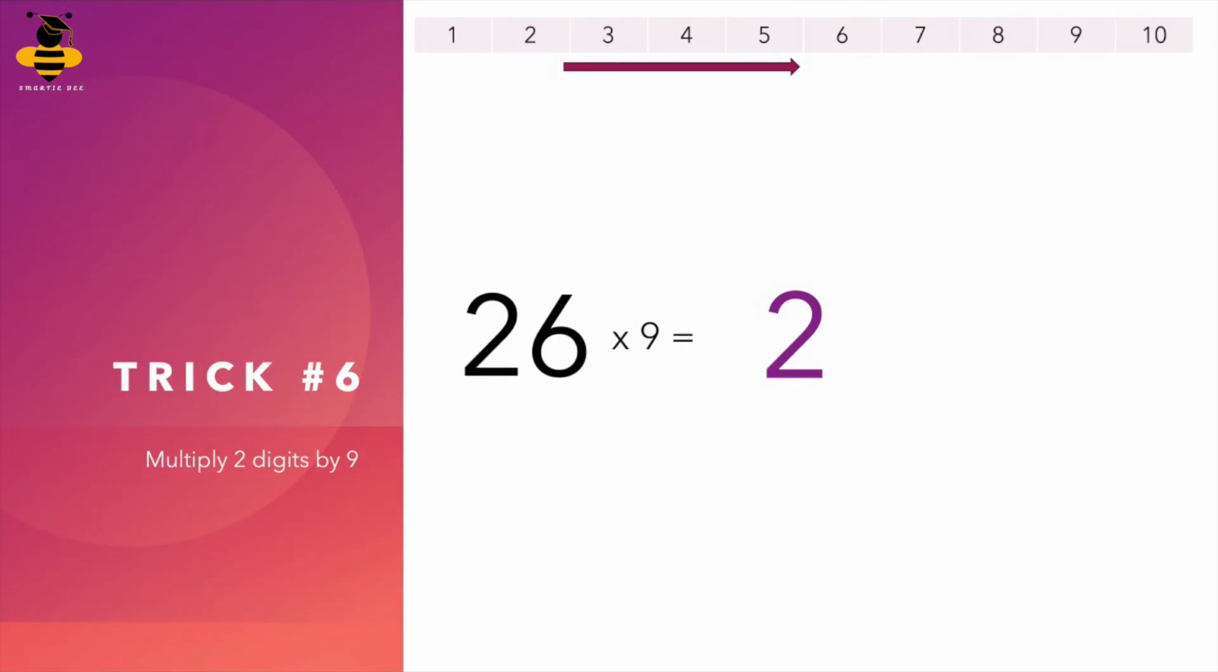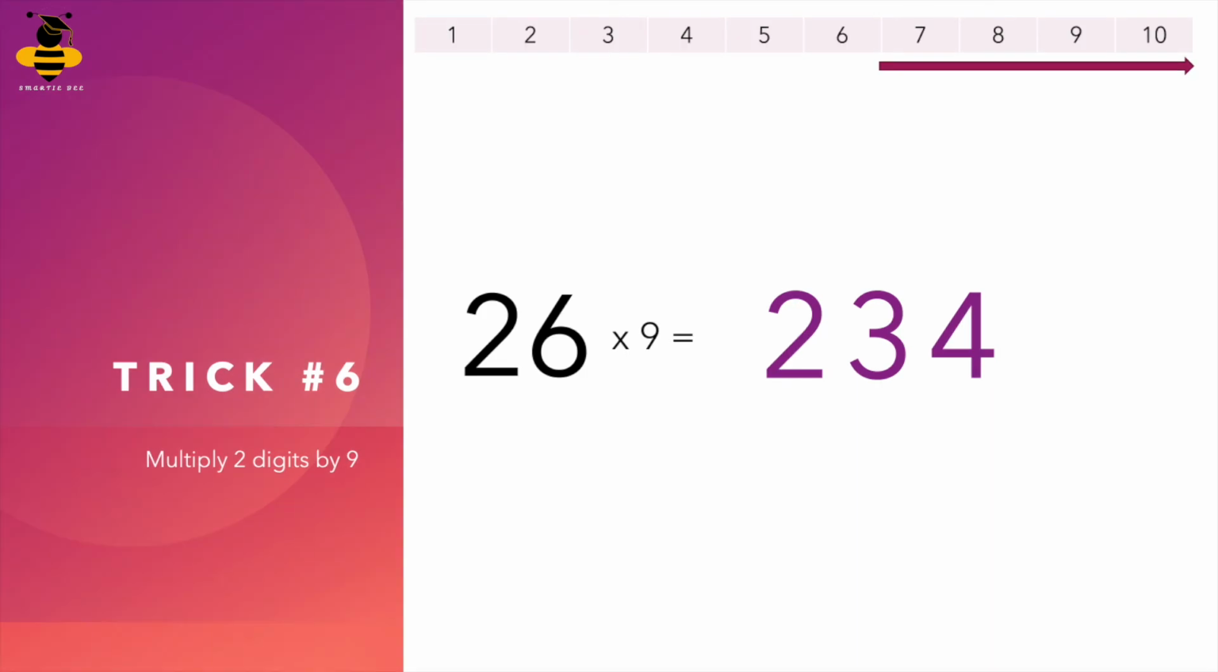So how many numbers do we have between number 2 and number 6? It's 1, 2, 3, which is 3, 4, 5. So between number 2 and number 6, we have number 3, 4, 5, which is 3 numbers. So the next digit is going to be number 3. Now for the last digit, we will go beyond the number 6. How many numbers do we have left after number 6? We have number 7, 8, 9, 10, which is a total of 4 numbers. So the total that we get is 234.